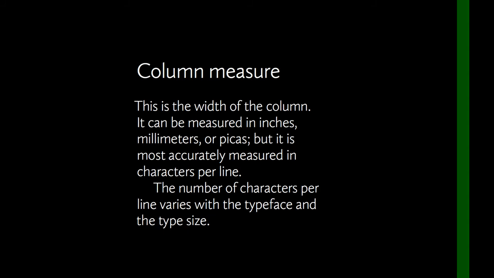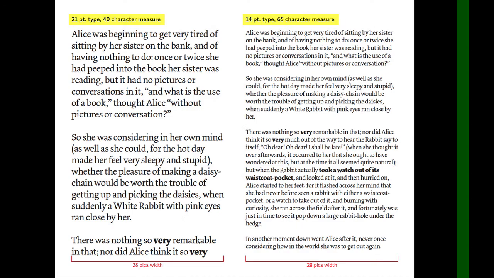So column measure is the width of your column of text. It can be measured in inches, millimeters, picas. These are all hard, discrete measurements, but it is most accurately measured in characters per line, which is a much more flexible measurement, but gives you a better description of what's going on in the paragraph. I will explain this. The number of characters per line varies with the typeface and the type size.